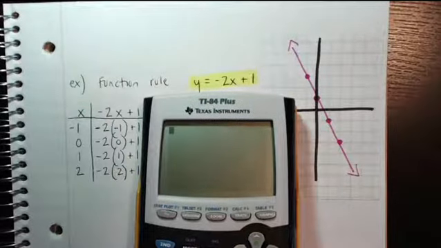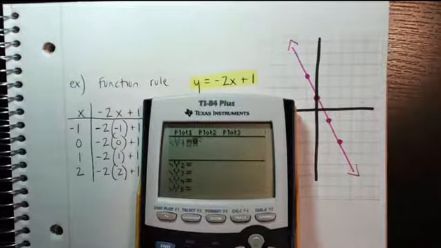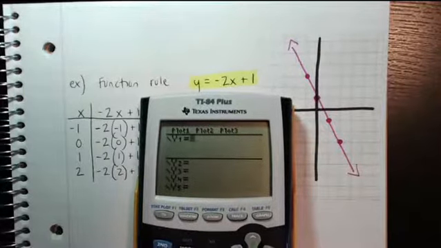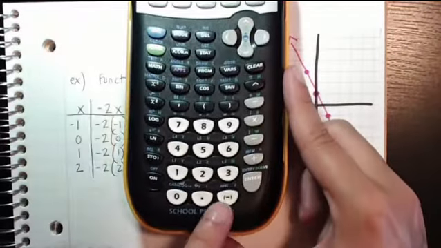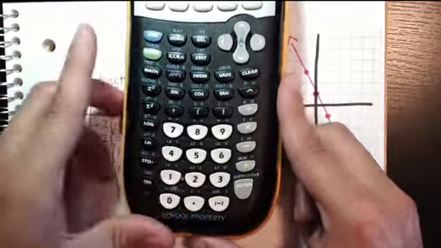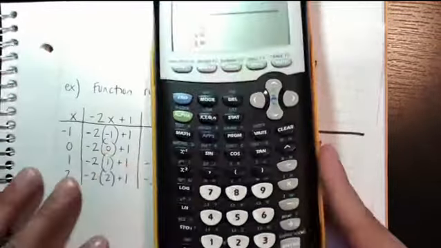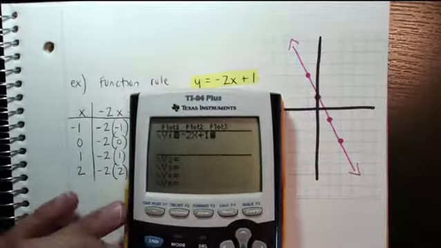And we're going to go ahead and plug in our function rule. So go to your y equals, clear whatever you have, and let's type in -2x + 1. Now remember, when we type in -2x, we have to use this bottom button. -2. The x is right next to that green alpha button. And I'm going to put +1. Make sure yours looks like mine.